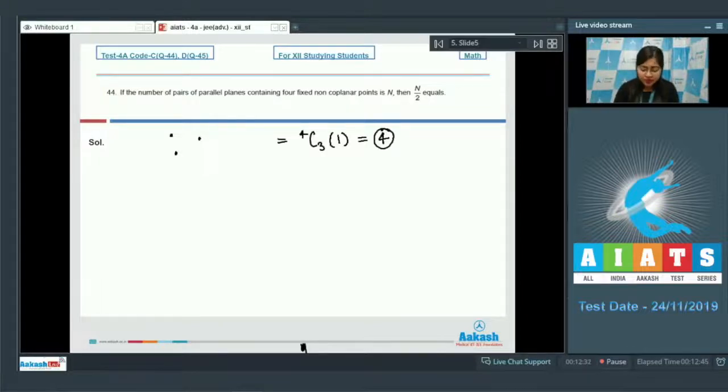Also another possibility is that if I take 2 points here and another 2 points on the second plane, so that can be done in 4C2 ways, that is equal to 6. So these two are the only possibilities. So total number of such planes will be 10. So value of n is 10. So value of n by 2 is 5.